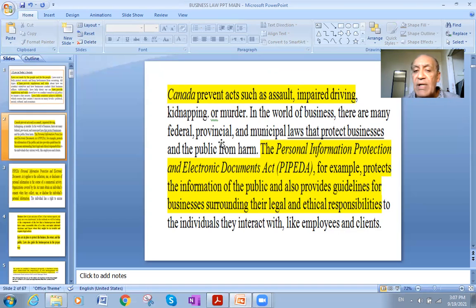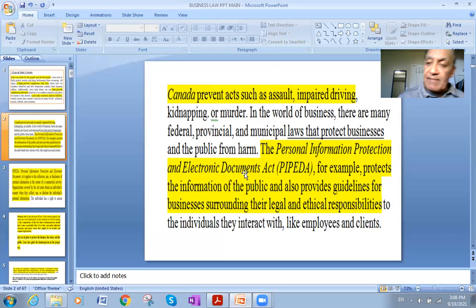And those all will help to protect your business. One of the things that will protect your business here, highlighted in yellow, is PIPEDA, P-I-P-E-D-A, which stands for Personal Information Protection and Electronic Documents Act. P for personal, I for information, P for protection, E for electronic, D for document, and A for act.